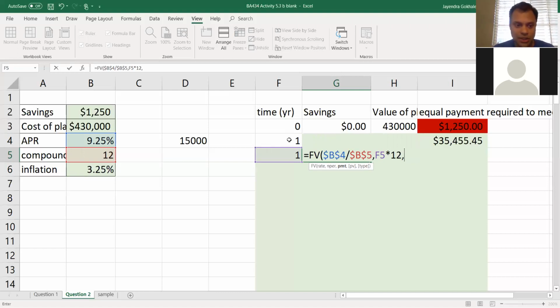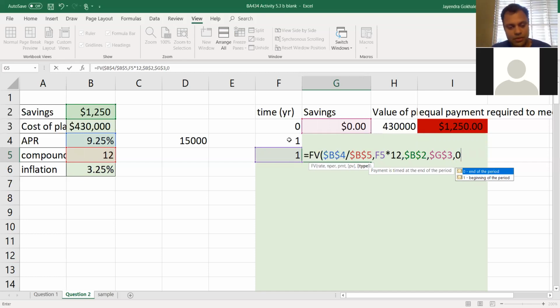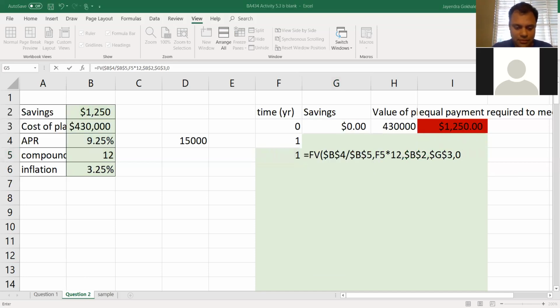comma, the payment. What am I saving? I am saving $1,250 a month, B2. I apologize, sorry. $1,250 a month. And then the PV, how much should I start with today? I have nothing today, so PV zero. And the type, I'll always be saving at the end of the month. So that's the type. Any questions, Patrick? I'll wait for you to figure it out.